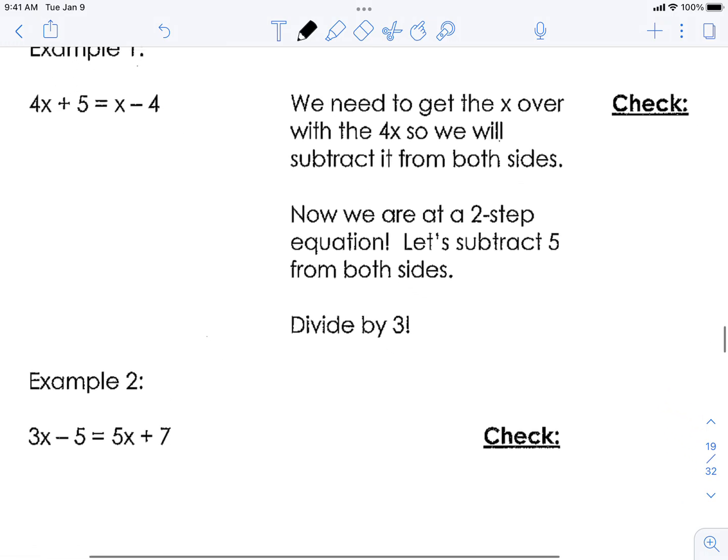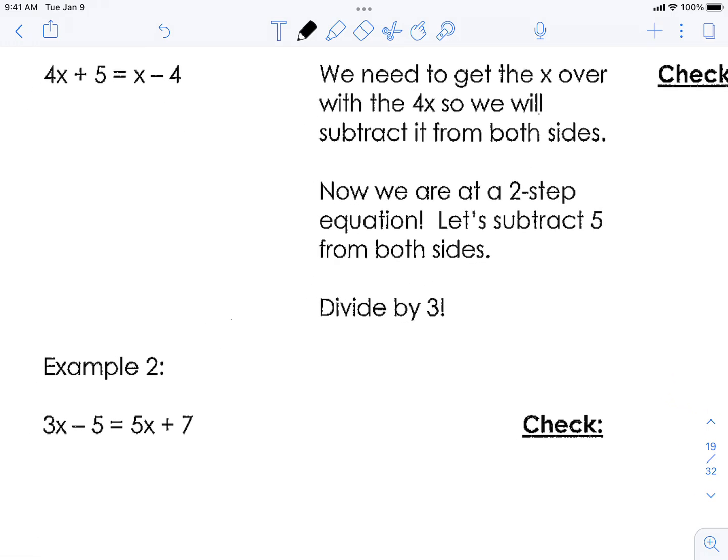So if you look at the first example here, we have 4x plus 5 equals x minus 4. We need to get the x's on the same side. You can do different things. You can either choose to get this x over here, or if you don't want to do that, you can get this x over here. It does not matter.